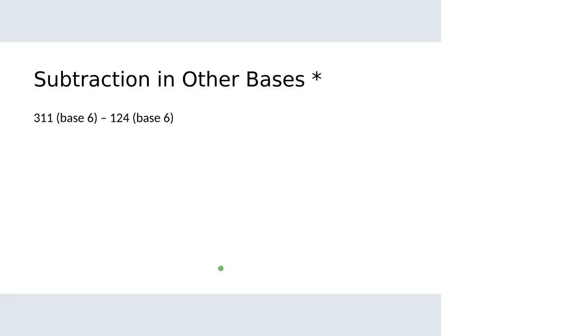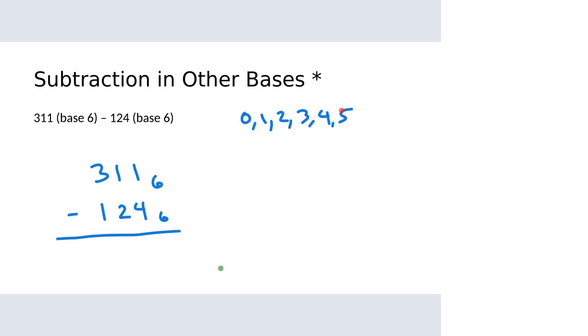As I go to work on this one, what we're looking at here is 311 base 6 minus 124 base 6. Base 6 tells me that I'm only going to have 0, 1, 2, 3, 4, and 5 as possible digits. And it also means when I have to borrow, I'm going to borrow 6. Okay, with that in mind, start in the ones place, 1 minus 4.